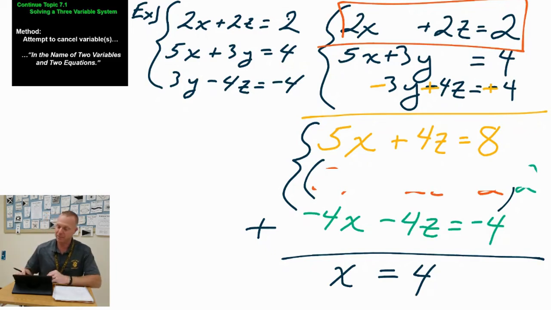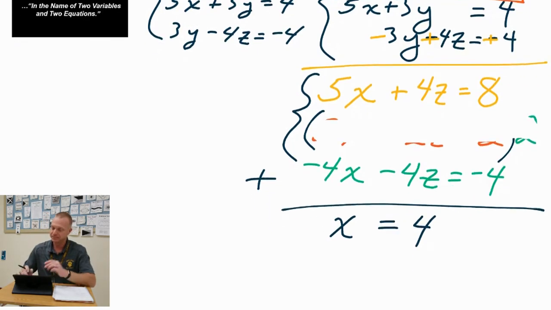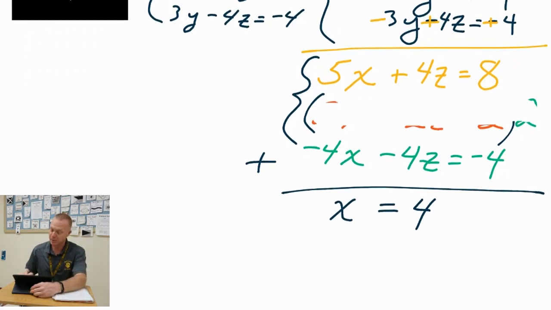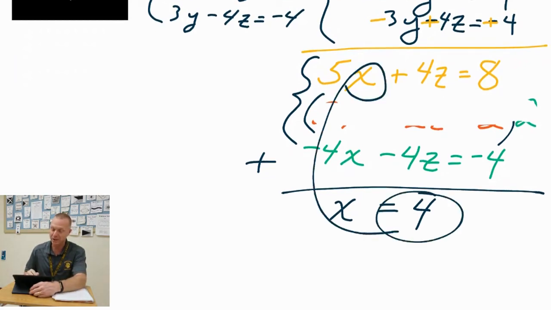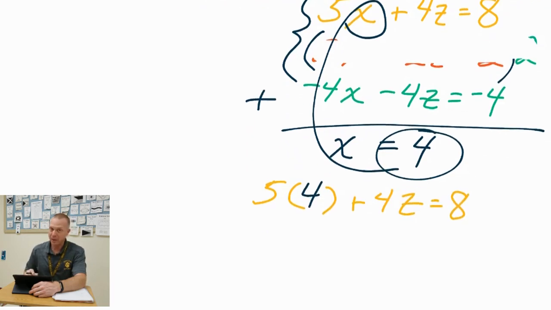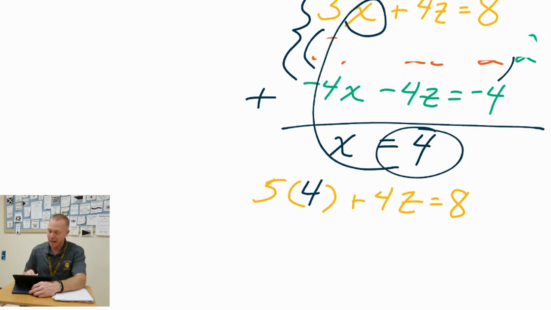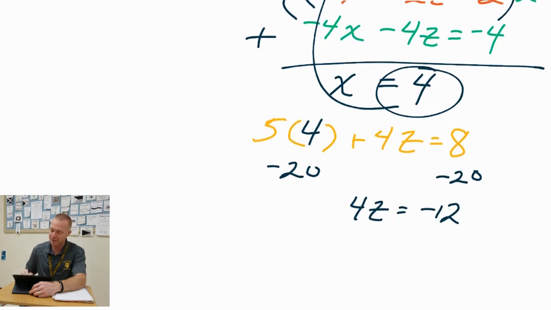Well, there we go. We have our first answer, x equals 4. All you got to do is plug x equals 4 back into one of these equations. I like the gold equation. How about you? When you plug 4 back in, you can solve for z. Obviously, we're going to get 20. We can subtract 20 from both sides, and that'll give us negative 12. Now 4z equals negative 12, so z equals negative 3.